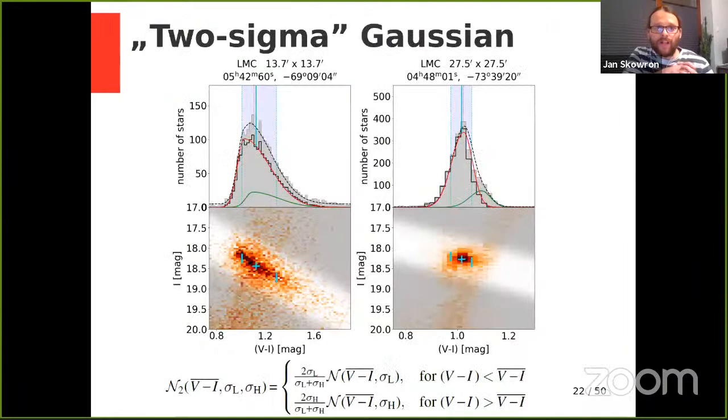And actually, we generalized our algorithm to cover lines of sight with differential reddening by introducing this two-sigma Gaussian. This is a Gaussian profile. Let's look at the red curve first, for example. It's a Gaussian profile that has a different sigma to the left and a different sigma to the right. The equation for it is written below. And for the majority of lines of sight, it behaves quite nicely.